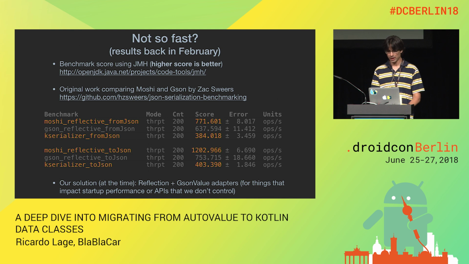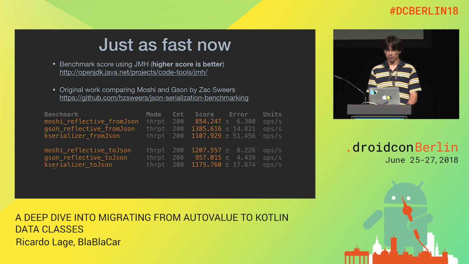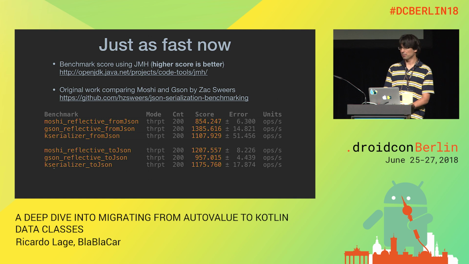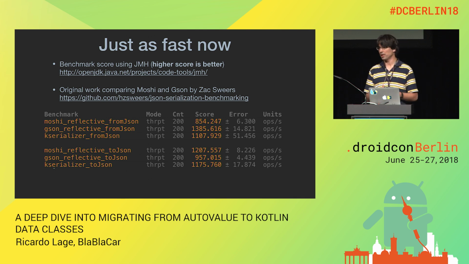So we added to it, and it turns out at the time it was 3 times as slow in some cases. So our solution at the time was to use reflection plus Gson value where it made sense to use it. Since we control our API, we knew where we could rely on reflection from JSON. Today, however, looking at this again, we ran the same benchmarks again, and we can see that the folks at Kotlin did a lot of work to improve the performance, and they're basically just as fast now.